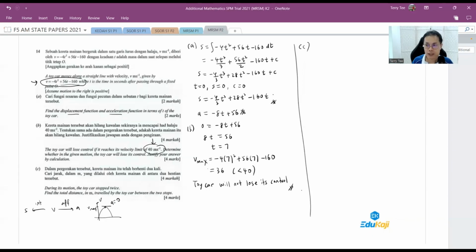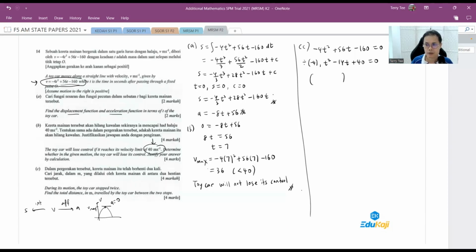During its motion, the toy car stopped twice. So find the total distance traveled between the two stops. Now we know it will stop when v is 0. It stops instantaneously when v is 0. Let v here be 0. In order to factorize and solve for t, it's better we divide by negative 4 to make the numbers smaller. 56 divided by 4 is 14, so negative 14t. 160 divided by 4 is 40, so it's a positive 40 here.